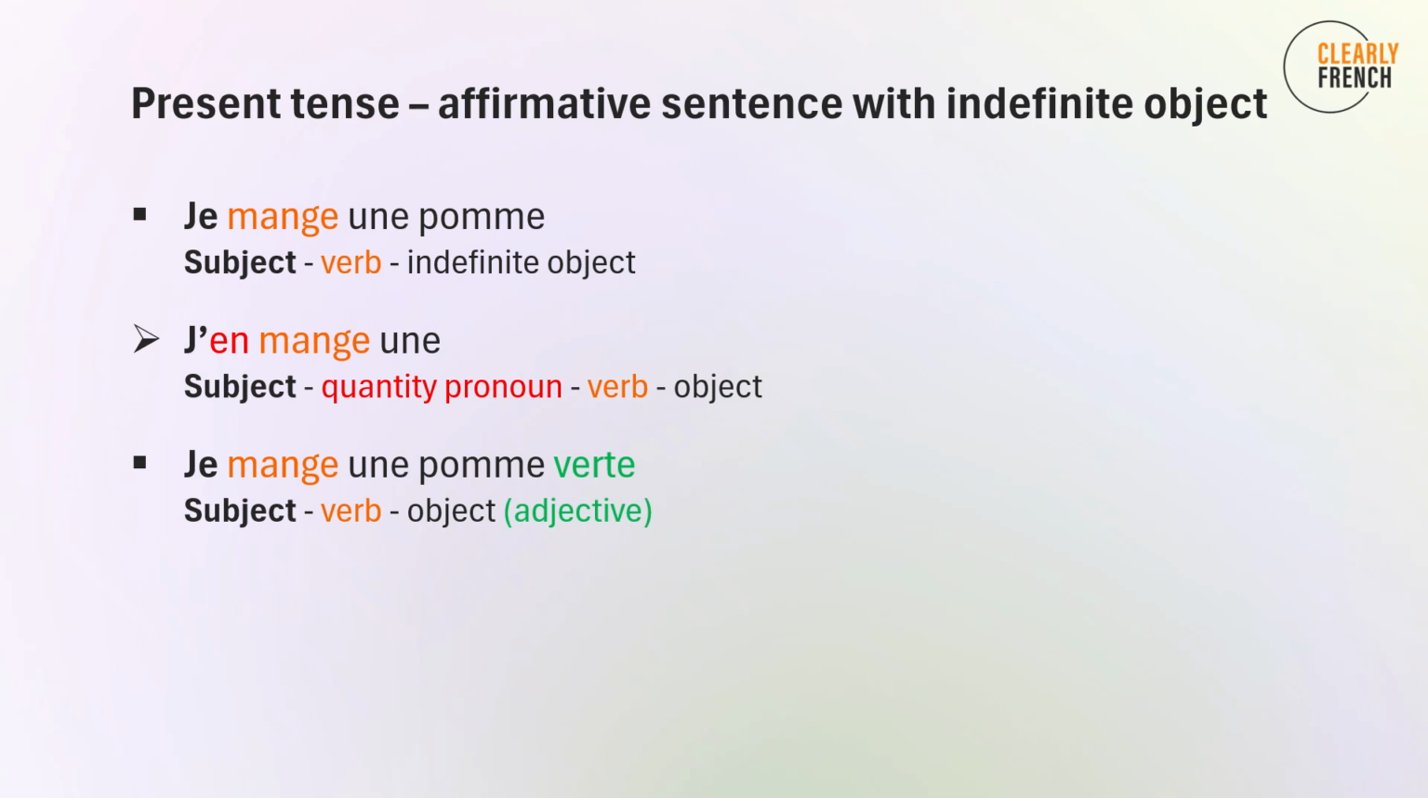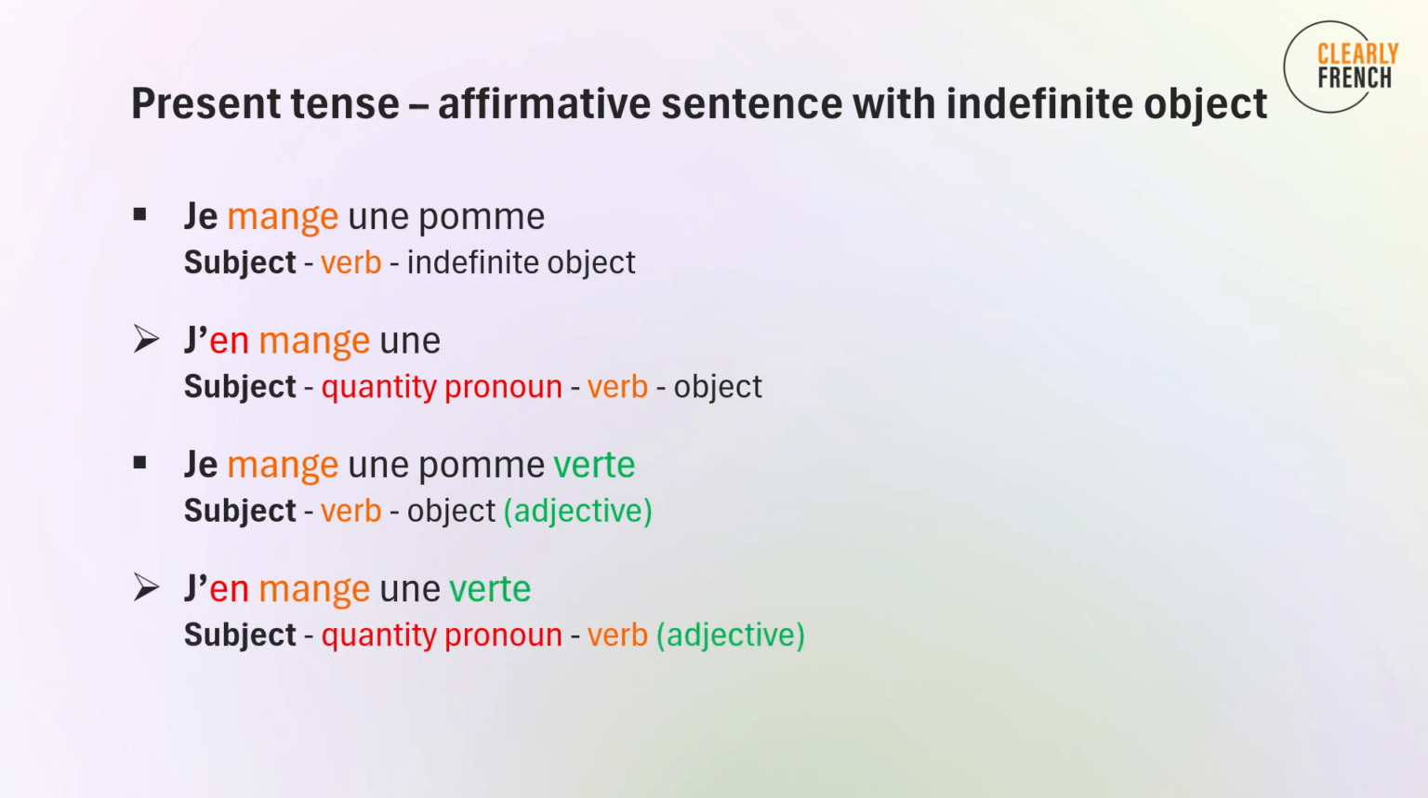Let's add an adjective to that. Je mange une pomme verte. Subject, verb, object, adjective. Because the color goes after the object. I eat a green one. J'en mange une verte. The en is pomme. The une is the quantity, and verte is the adjective that remains. Subject, quantity, verb, adjective again. So I know in English, when you say I eat one or I eat a green one, you don't need this "of them" that we use, but you do in French. The sentence is not complete without it.